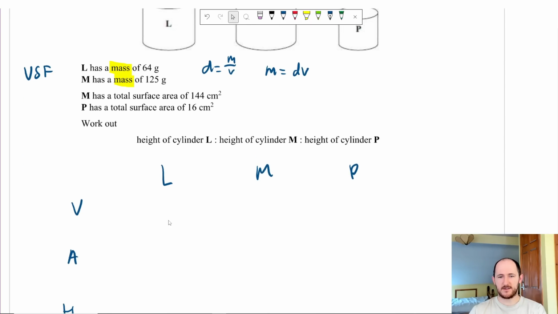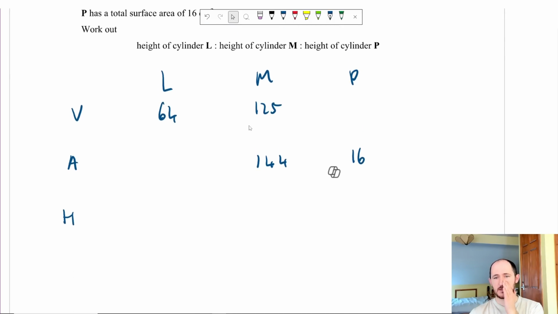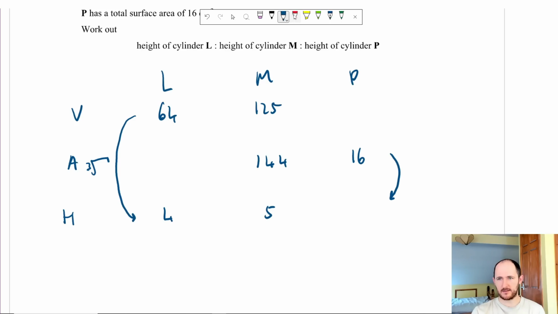So, L is 64 for the volume, or the mass, if you really want to call it the mass. 125 for M. M has a surface area of 144, and P has a surface area of 16. Now we want the relationship between the height. So what we're going to do is we're going to go from volume to height, and we do that by cube rooting. So that would be 4, and that would be 5. And then we also want to go from area down to length or height, whatever you want to call it, which is square rooting. So that gives me 12 and 4.